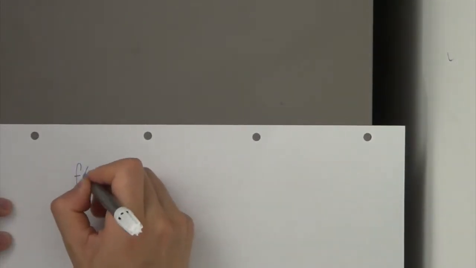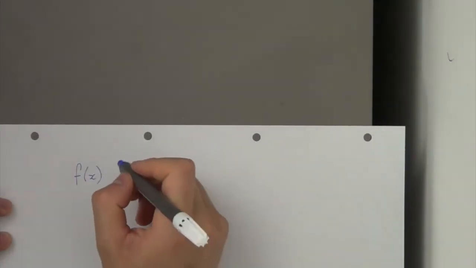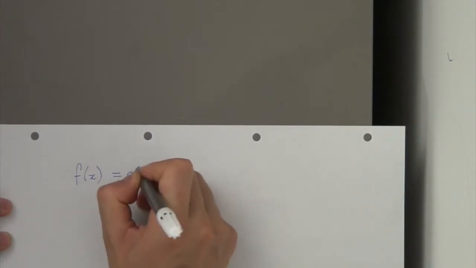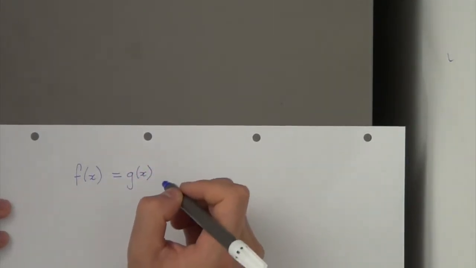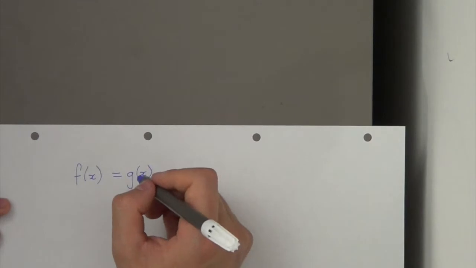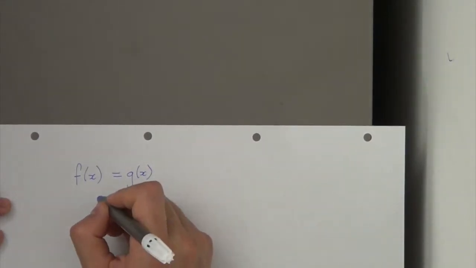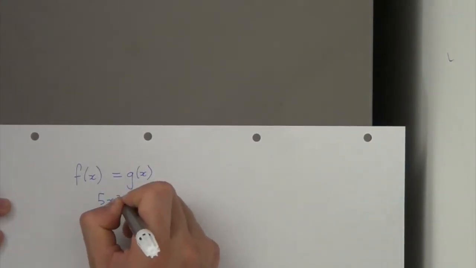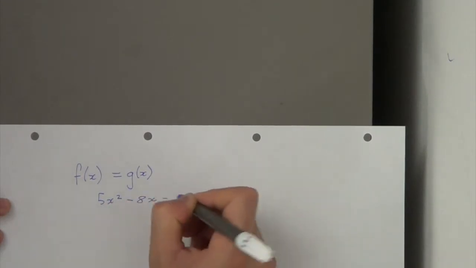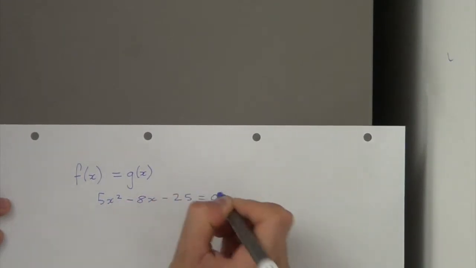Right, next question. It says show that f(x) is equal to g(x). So f(x) equals g(x), and then show that 5x squared minus 8x minus 25 equals 0.